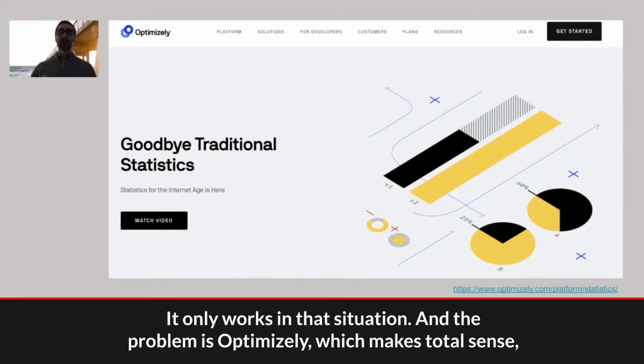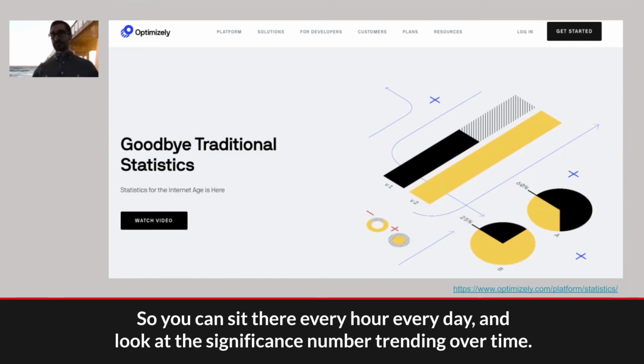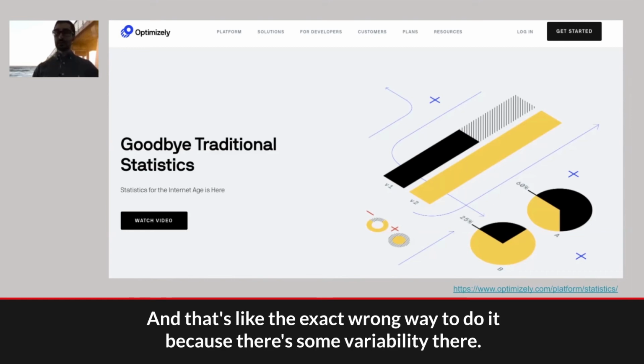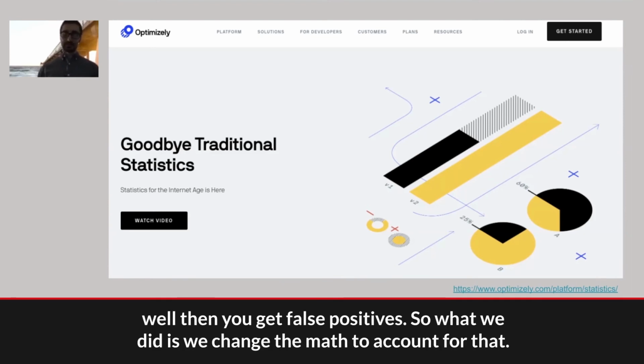And the problem is Optimizely, which makes total sense because it's a completely online business, was all built around dashboards, right? So you can sit there every hour, every day, and look at the significance number trending over time. And that's the exact wrong way to do it, because there's some variability there, and you'll see these sporadic spikes. And if you catch those, well, then you get false positives. So what we did is we changed the math to account for that.